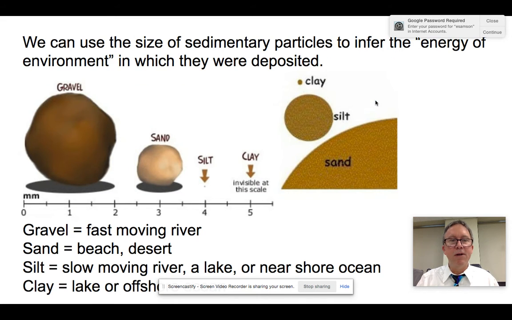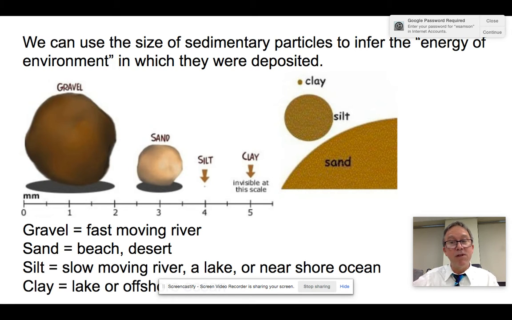It's worth noting, okay, so if I see gravel deposit, I think, yeah, this was deposited in a fast-moving river or a very energetic beach environment. If I see sand, I think, okay, it's a normal beach environment, or maybe it's a desert. The wind blows, it can blow the sand around, but any silt or clay just gets blown away. All right, silt, I think, oh, it's a slow-moving river bottom, or maybe it's a lake, or maybe it's just offshore from where the waves were.